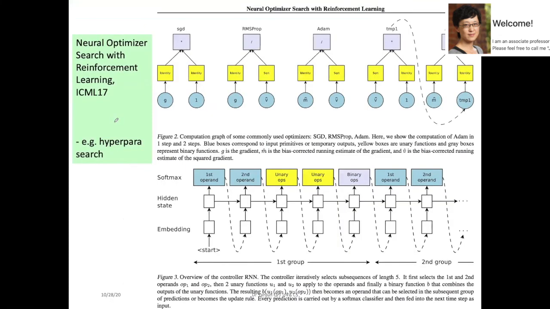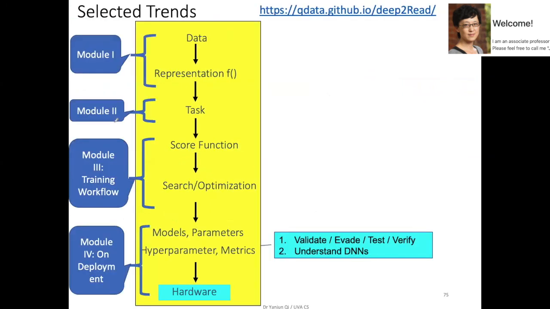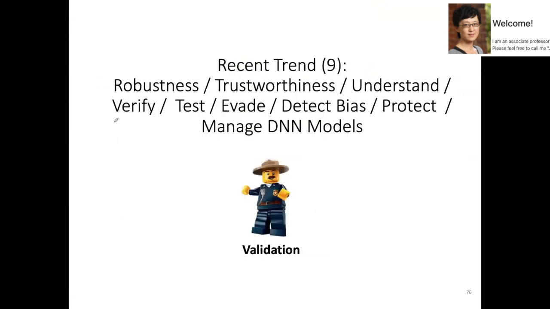And then people also extend the same idea, this controller idea, to learn a better optimization, because you have so many optimization choices to make. So that's a very similar idea. So we finished the 3 workflows, and now I'm trying to speed up and finish. So now we are at trend 9.